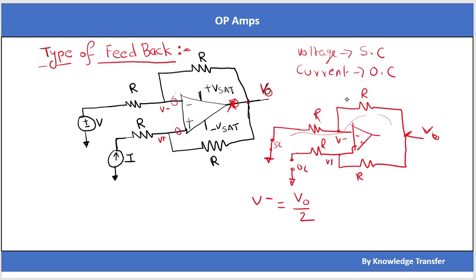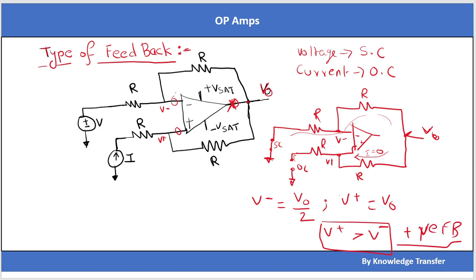Because these two are the same resistors, v minus with respect to ground, and we should always measure v minus with respect to ground, is v naught divided by 2. And v plus we need to find with respect to ground here, because there is no current flowing here. The current is I equal to 0, because this is an open node. So v plus is equal to v naught. And because v plus is greater than v minus here, this is a positive feedback circuit.